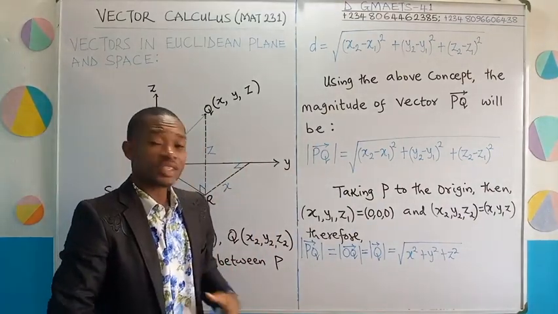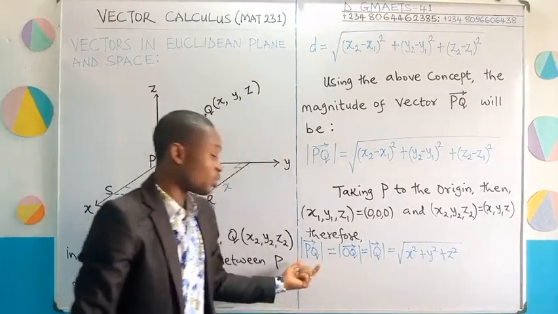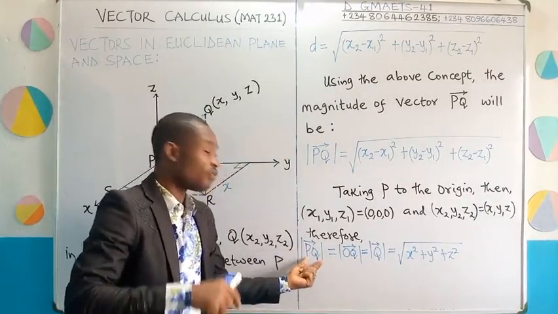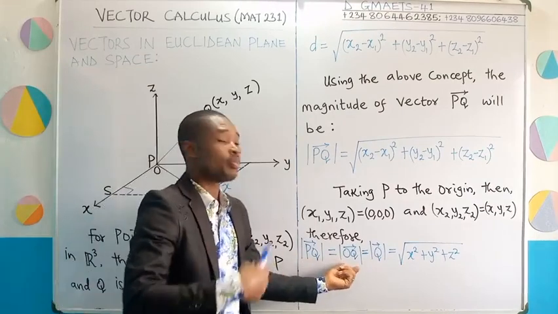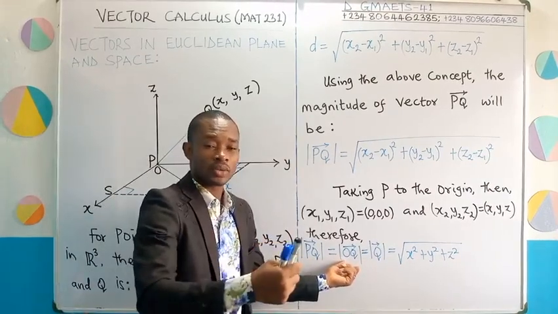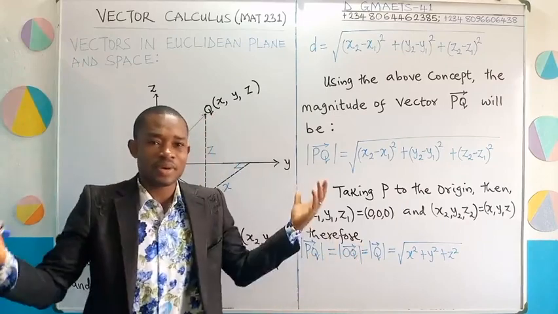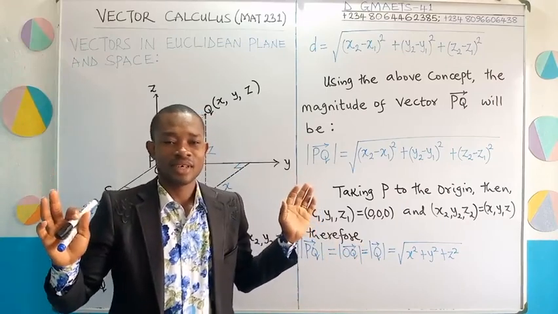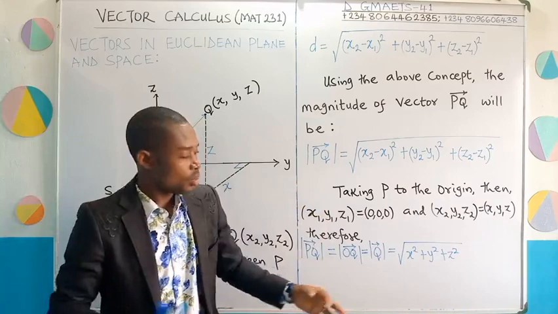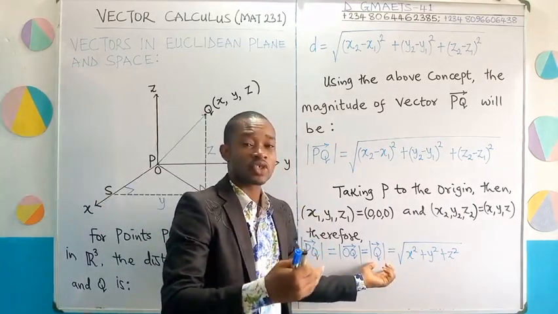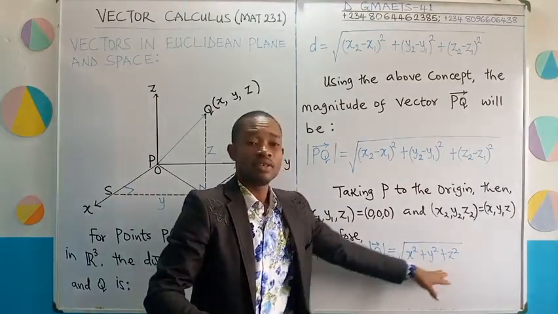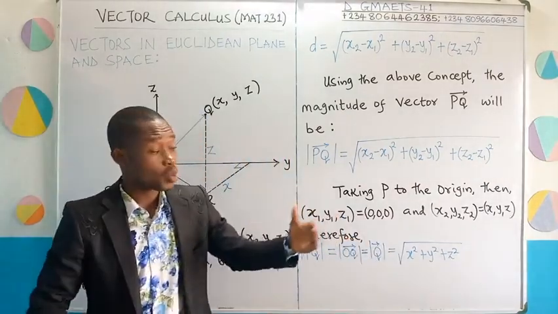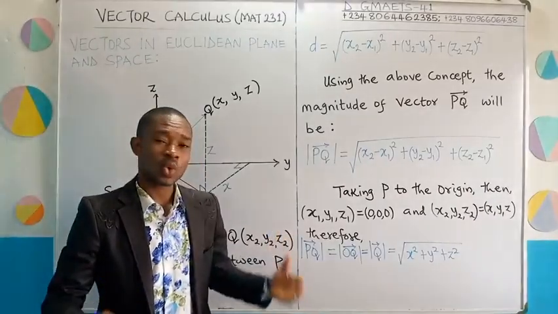And having said that, the formula will now become this: the magnitude of vector PQ. Knowing that P is now at the origin, we could simply write the magnitude of vector OQ, and vector OQ can simply be written as Q. I hope I'm communicating right. So we're talking about the magnitude of vector Q in 3 dimensions. And so that is going to give us this formula: the square root of x squared plus y squared plus z squared.